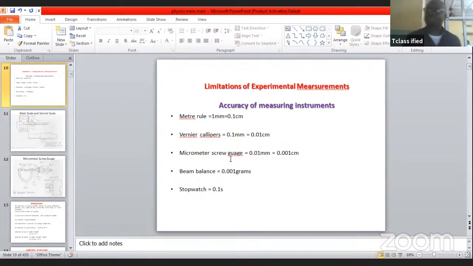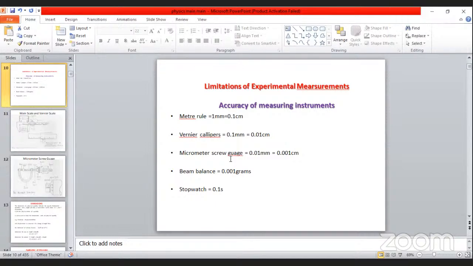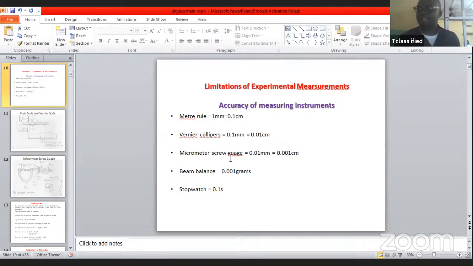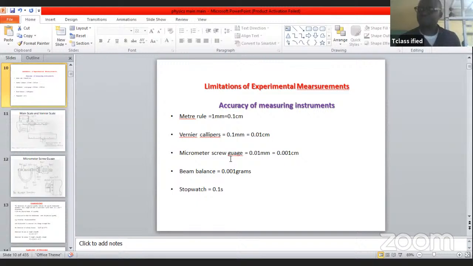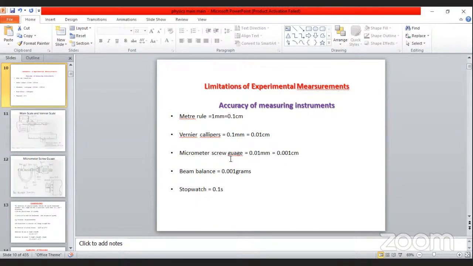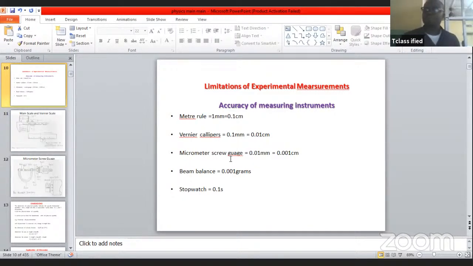Yeah, so Daniel, what are the measuring instruments for length? The three of them. What are the three measuring instruments for length? I'm asking you for instruments now, not the length. Okay. Meter rule. Good. Vernier calipers. And micrometer screw gauge. Those are the three instruments you can use in measuring length.